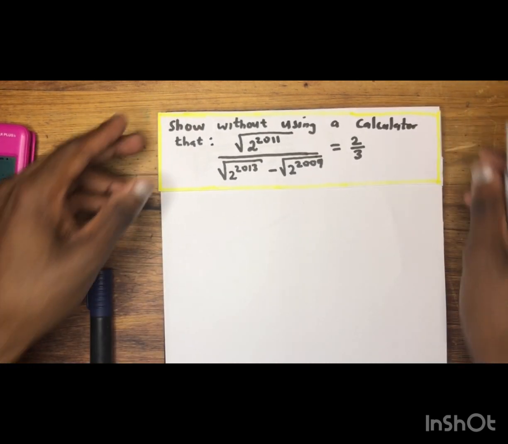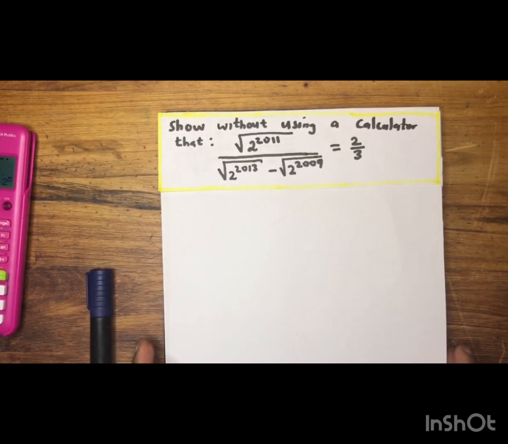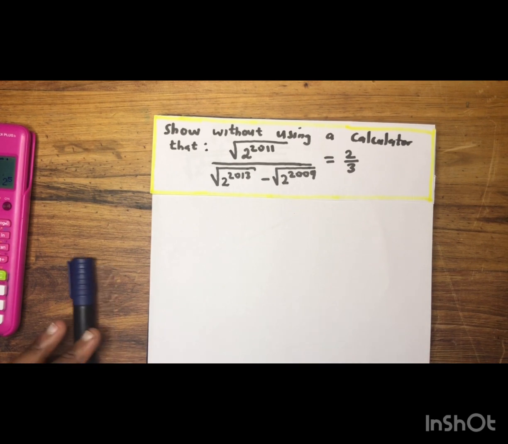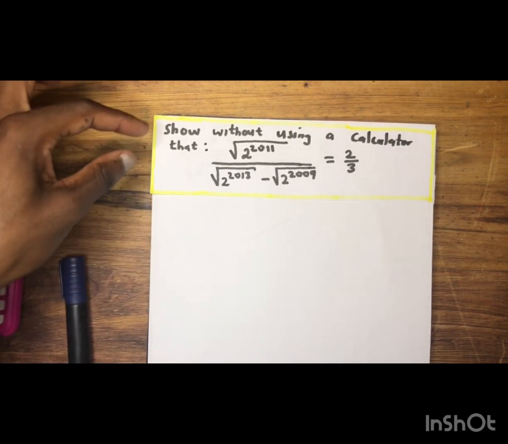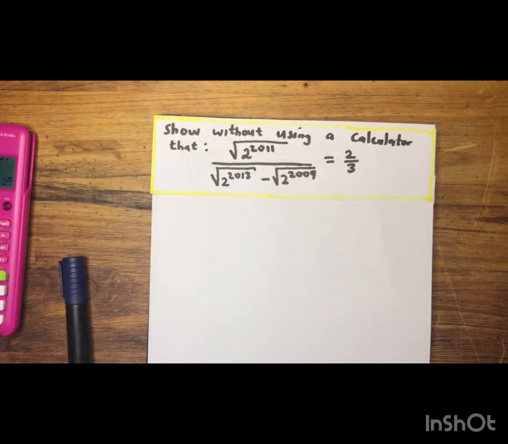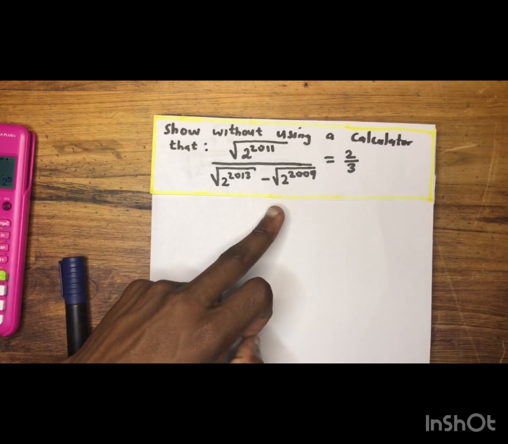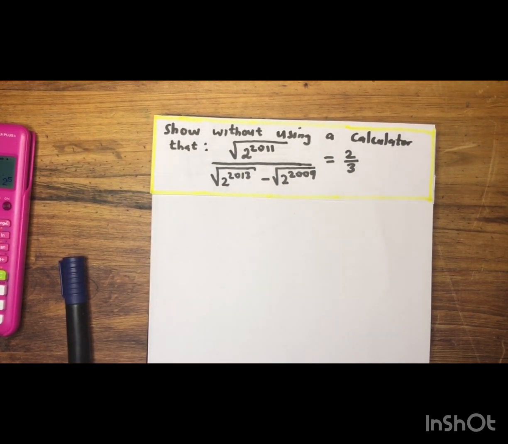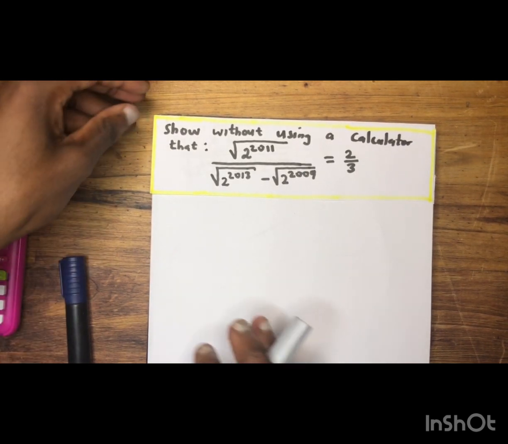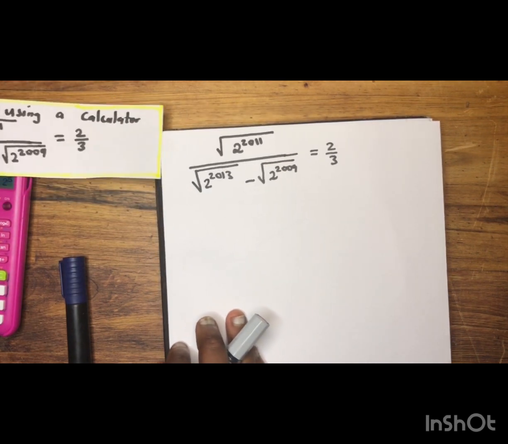So number 3, we are given this question. Remember, guys, you can pause the video and try to attempt on your own. So they are saying, show that without using a calculator, that square root of 2 to the power 211 divided by square root of 2 to the power 2013 minus square root of 2 to the power 209 equals 2/3. This is easy, guys. This is cheap. You can get this one at the spaza shop.